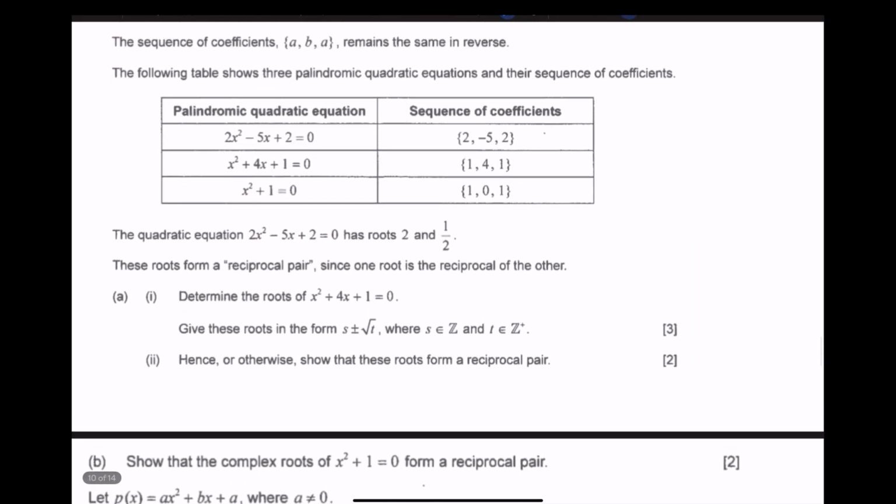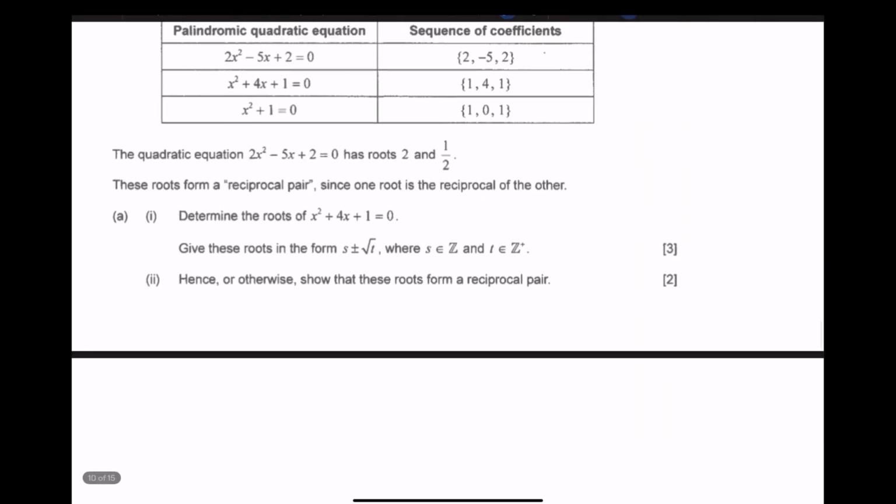So this is the first question. They have given us a quadratic equation which has roots 2 and 1 by 2. These roots form a reciprocal pair since one root is the reciprocal of the other. There's another way of checking reciprocal roots, that is, the product of these two roots should be equal to 1. Fine. So first we have to determine the roots of x squared plus 4x plus 1. So let's start this.